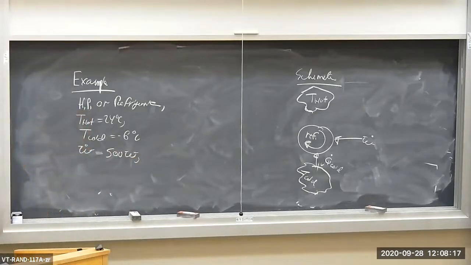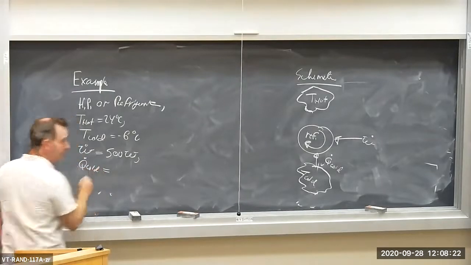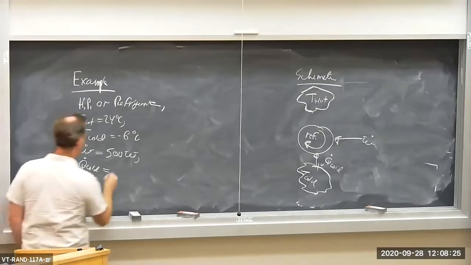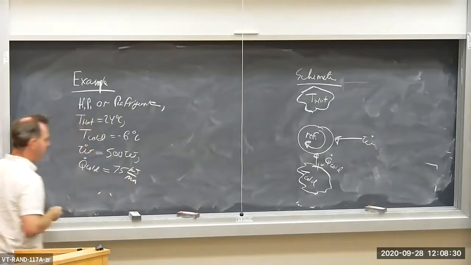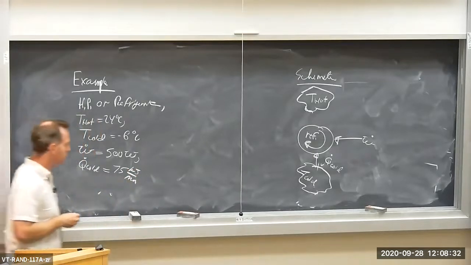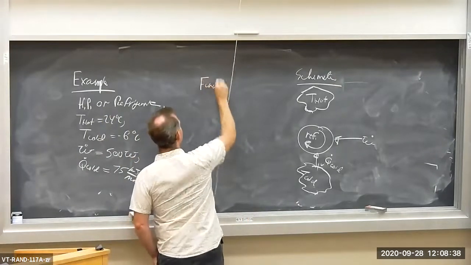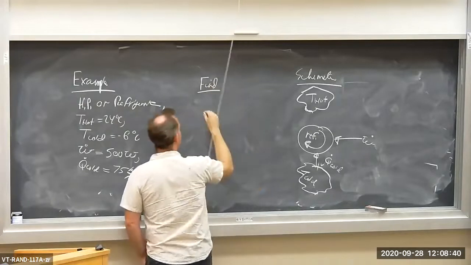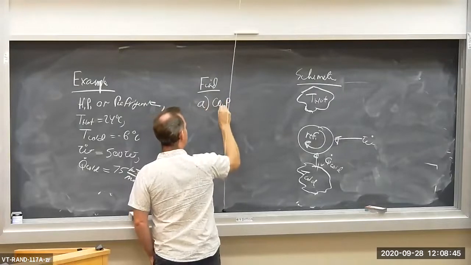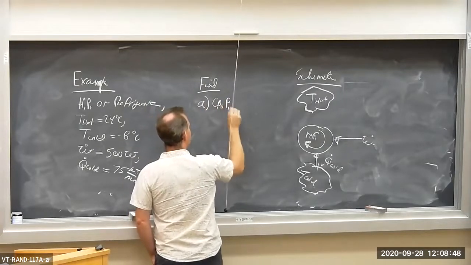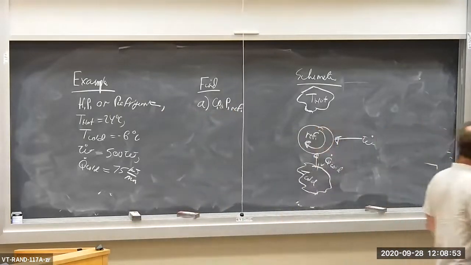The heat transfer from the cold place, Q dot cold, is 75 kilojoules per minute. What are we supposed to find? Let's find the coefficient of performance for the refrigerator. Let's do that first. Part A, COP for the refrigerator. If we treat this as a refrigerator, what's its coefficient of performance?